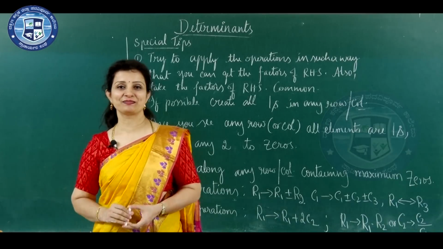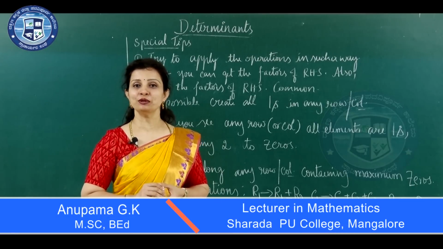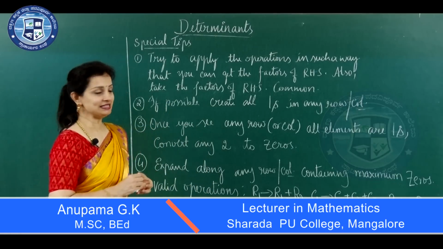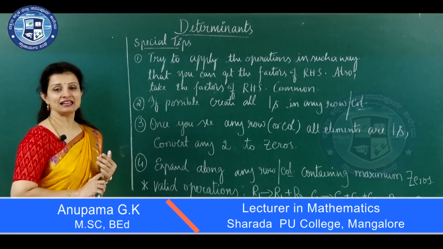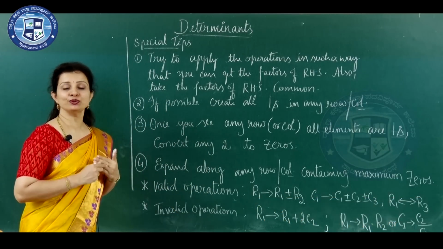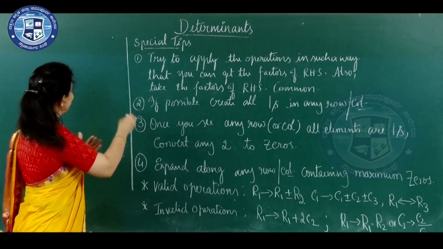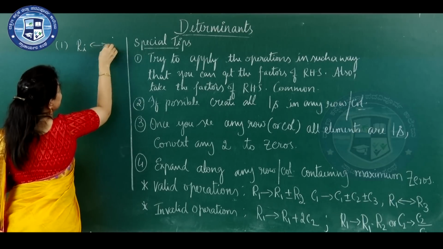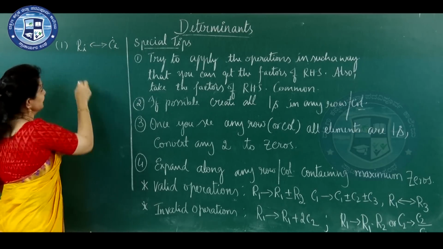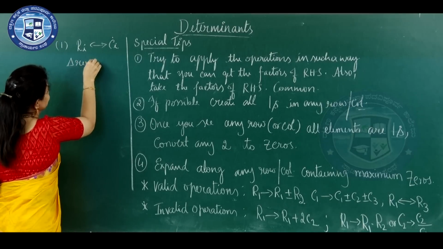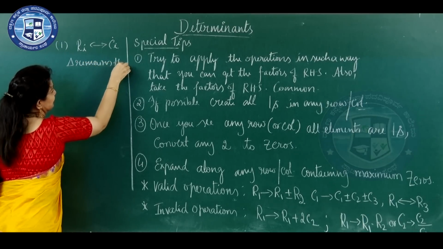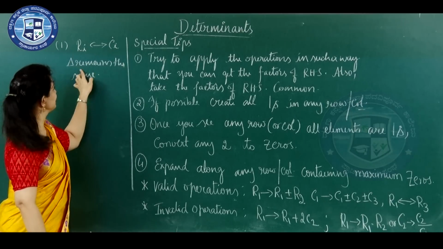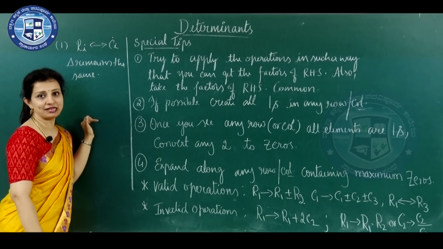Hello students, in the previous session you have learned the properties of determinants. Now recall those properties. First property says it is possible to interchange the rows and columns, and if you interchange the rows and columns, the value of the determinant remains the same, delta remains the same. So first property says if the rows and columns are interchanged, the value of the determinant remains the same.